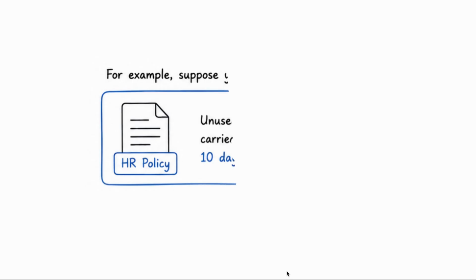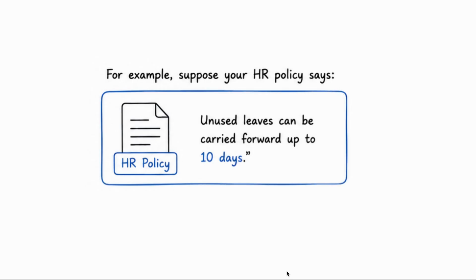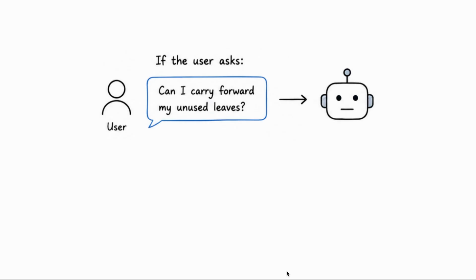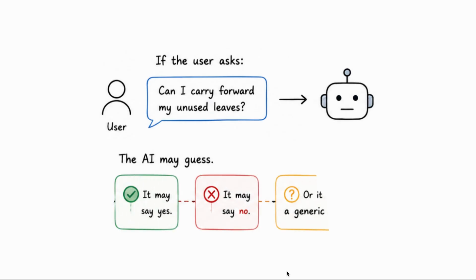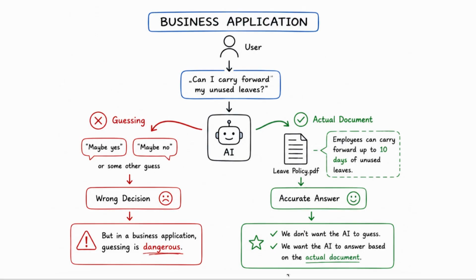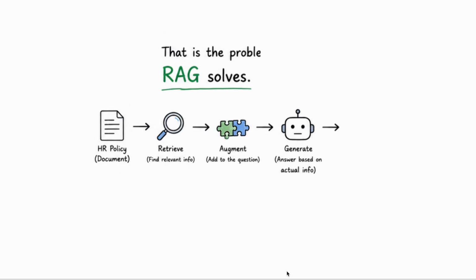For example, suppose your HR policy says unused leaves can be carried forward up to 10 days, but the AI does not have access to this document. If the user asks, can I carry forward my unused leaves? The AI may guess. It may say yes, it may say no, or it may give a generic answer. But in a business application, guessing is dangerous. We don't want the AI to guess. We want the AI to answer based on the actual document. And that is the problem RAG solves.